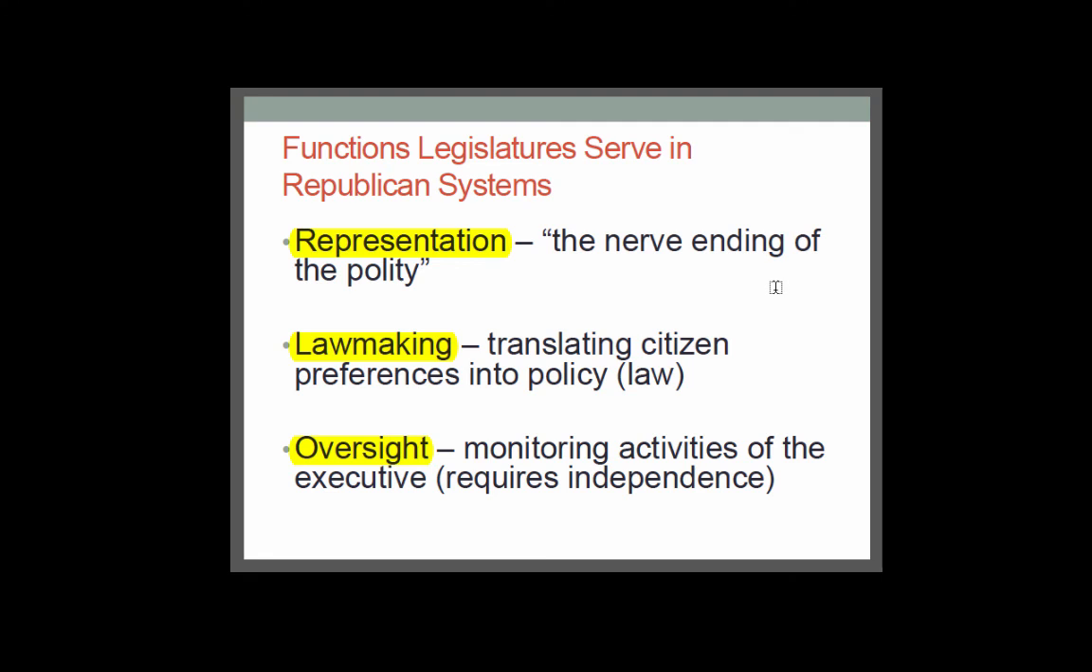Of course, representation is where we make a connection between legislators and citizens. So that's what we call the nerve ending along the way. Lawmaking is actually developing policy, taking preferences of citizens or demands that are placed on them and converting them into law. And the oversight function is the actual keeping an eye on government to make sure it's doing what it should be doing. On a very basic level, that is just making sure illegal activities aren't going on. But on a more day-to-day basis, it's making sure that agencies are doing what Congress asks them to do. Sort of the managerial function, which we often only associate with the president, but agencies also have to worry about oversight from Congress.